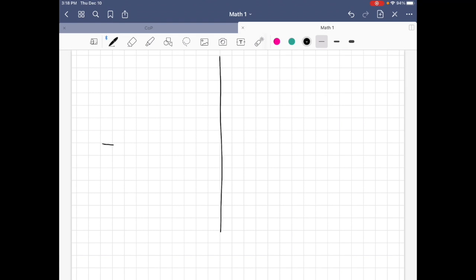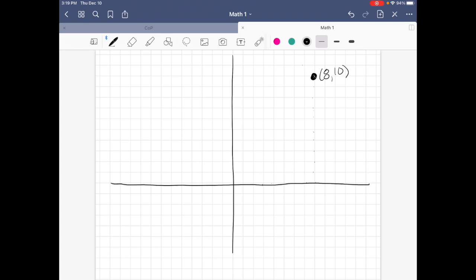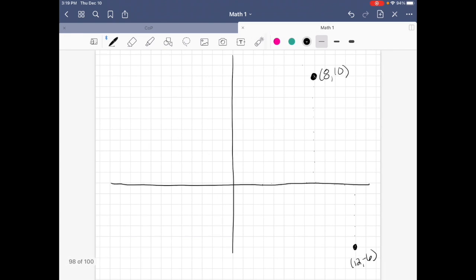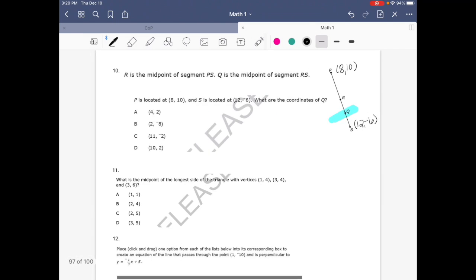So I'm going to draw my lines here, just like you can draw your lines. You can have as much graph paper as you want. And we need 12, negative 6. 1, 2, 3, 4, 5, 7, 8, 9, 10, 11, 12, and negative 6. All right. So it told us in this problem that we have P and S, so this is P, this is S.